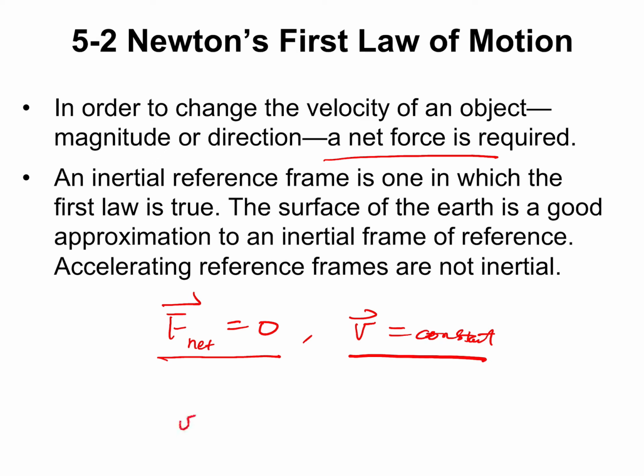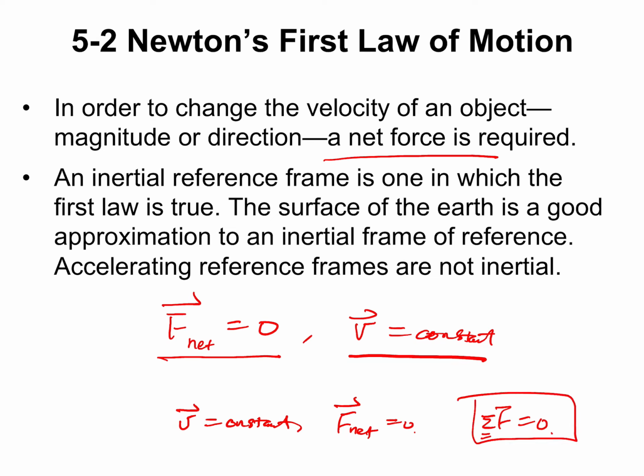Vice versa, if velocity of the object is constant, then you can tell the net force on the object is 0. Okay, net force in physics we can represent this way. This is the sigma sign, which means you add all the force together is 0. Okay, so this must be a net force.